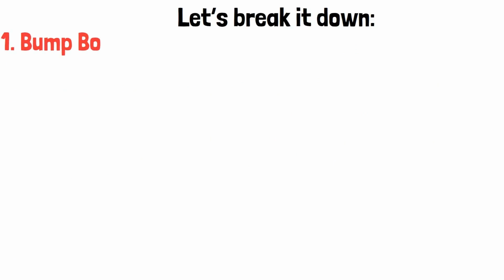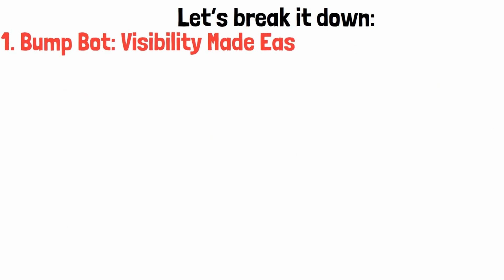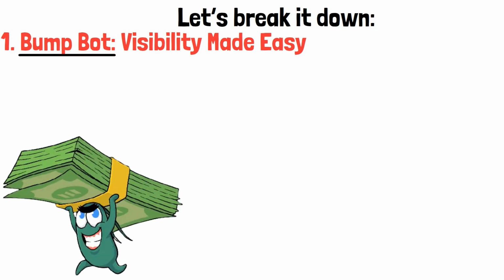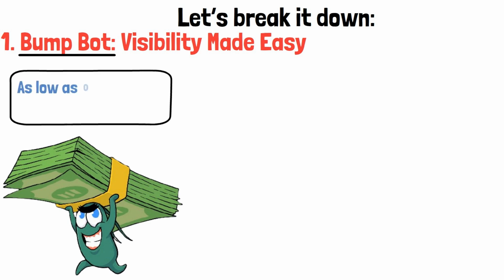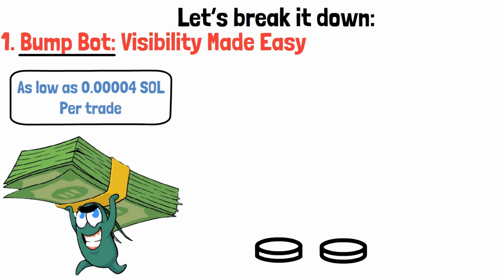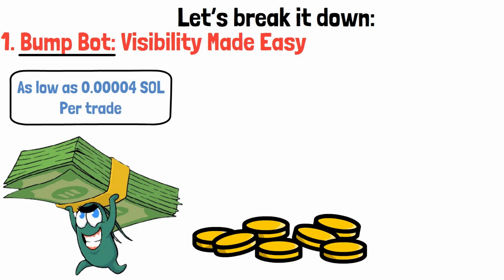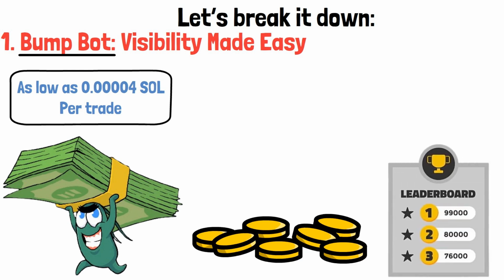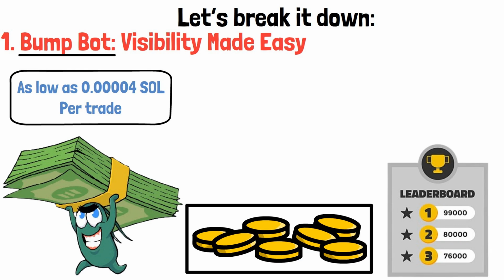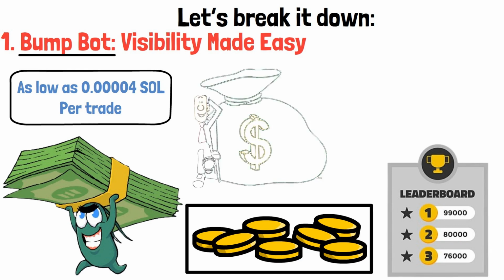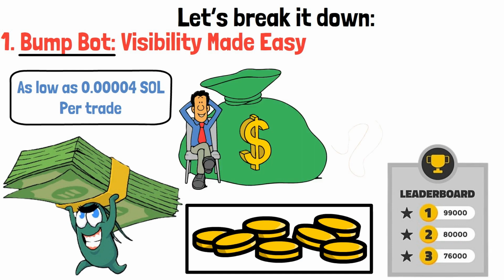Number 1. Bump Bot Visibility Made Easy. The Bump Bot is the cornerstone of Plankton.cash's services. By automating microtransactions as low as 0.00004 SOL per trade, the bot keeps your token active and consistently visible on Pump.fun's leaderboard. This visibility ensures your token stands out, drawing in potential traders and investors who are always on the hunt for trending tokens.